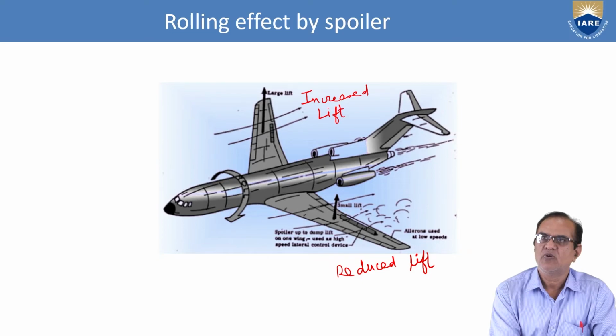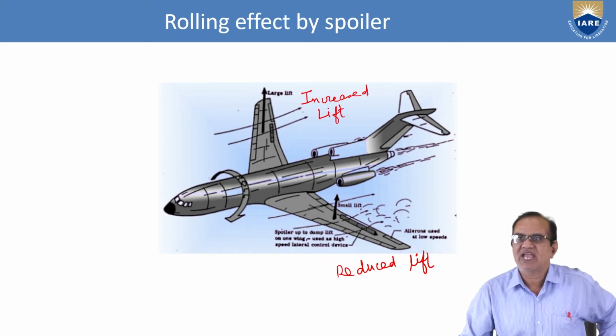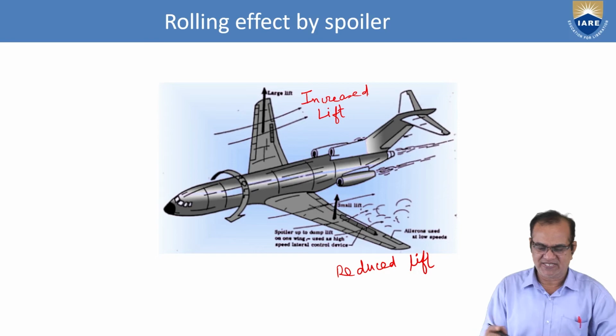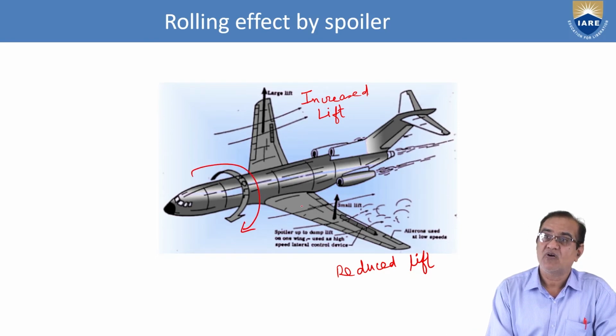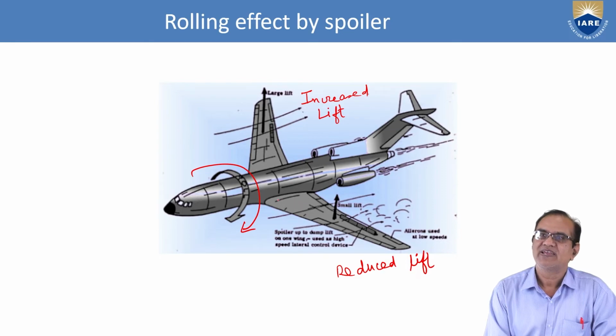Increased lift. In this way, we can find that this aircraft will start rolling like this. So if you want to roll also, you can increase or decrease these spoilers.